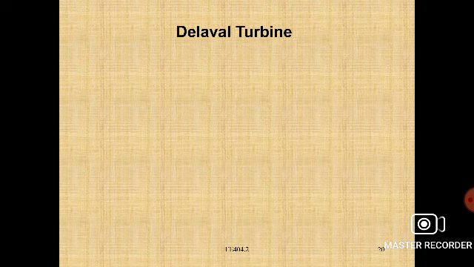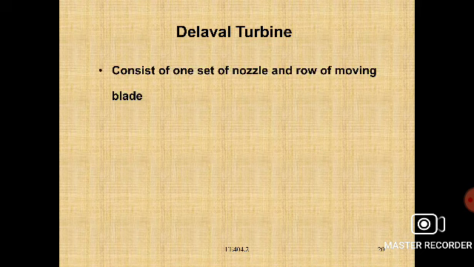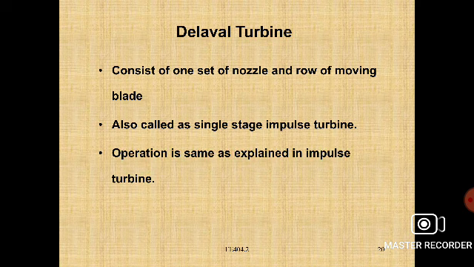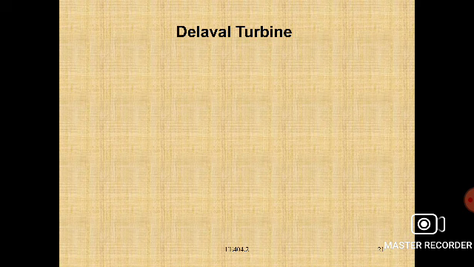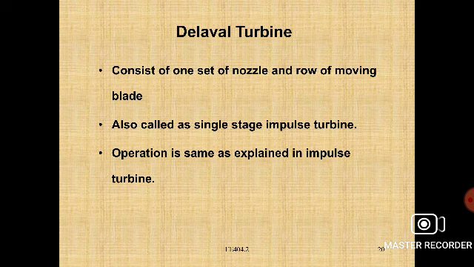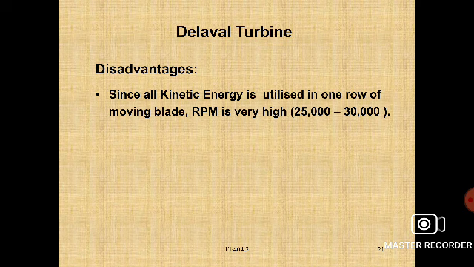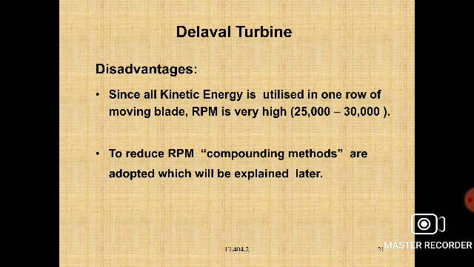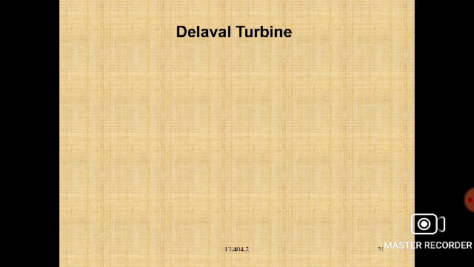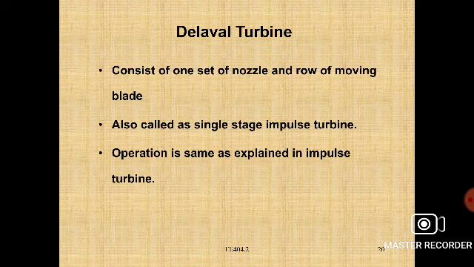In this impulse turbine, I am explaining about the simple impulse turbine, right? We already discussed it. The De Laval turbine is also an impulse turbine, consisting of one set of nozzle and a row of moving blades, also called a single stage impulse turbine. The operation is the same as explained for the impulse turbine. So what is the De Laval turbine? First of all I am explaining it, before the advantages and disadvantages.